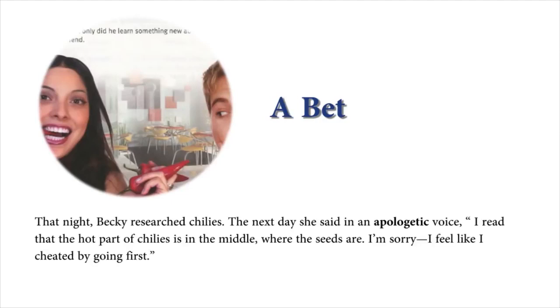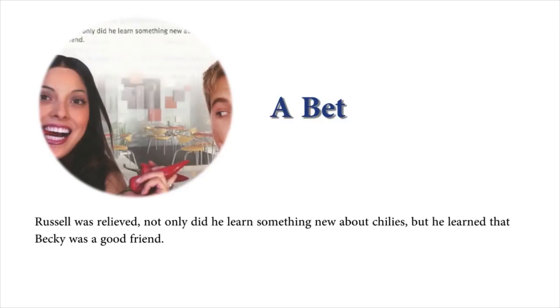That night, Becky researched chilies. The next day she said in an apologetic voice, "I read that the hot part of chilies is in the middle, where the seeds are. I'm sorry, I feel like I cheated by going first." Russell was relieved. Not only did he learn something new about chilies, but he learned that Becky was a good friend.